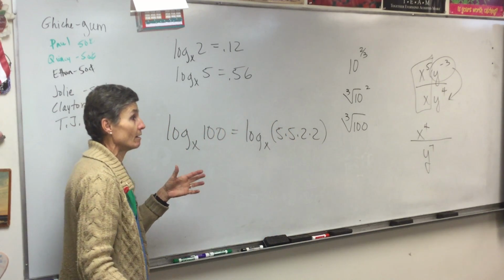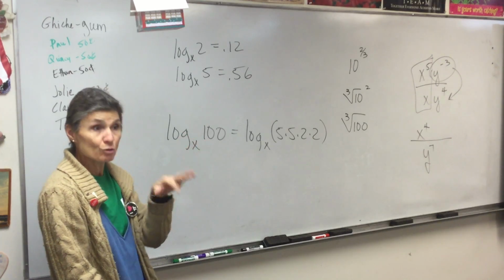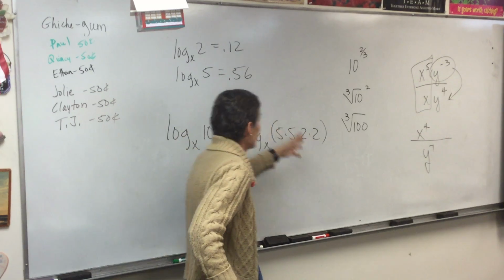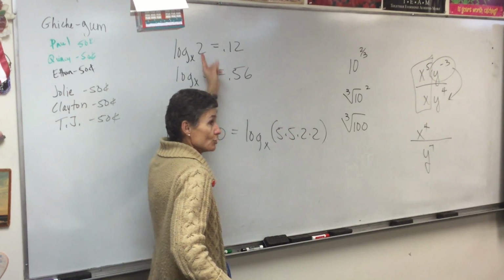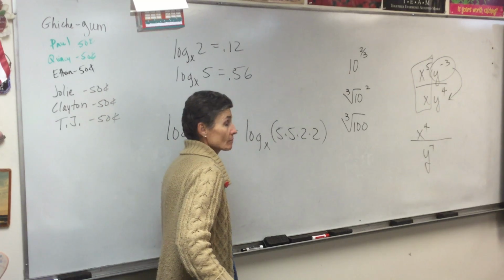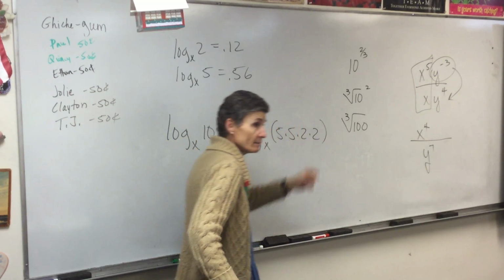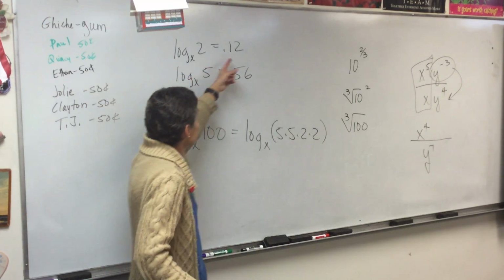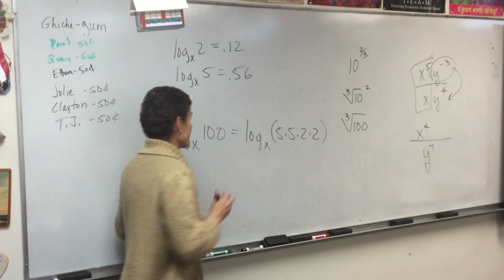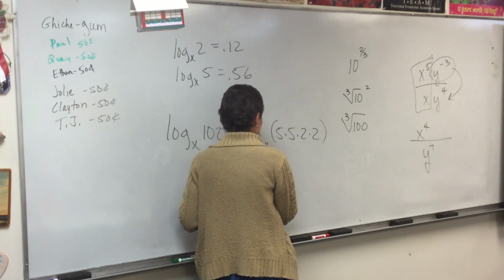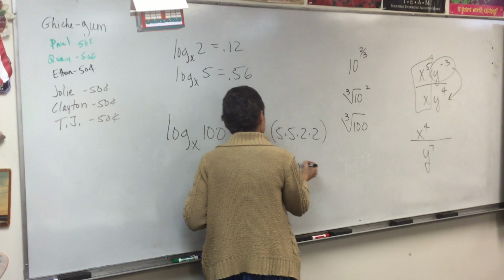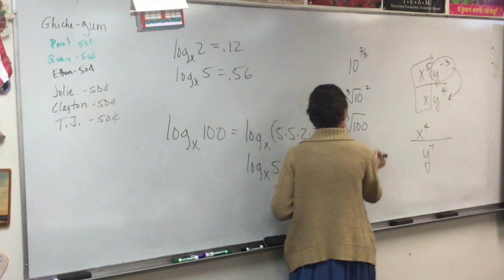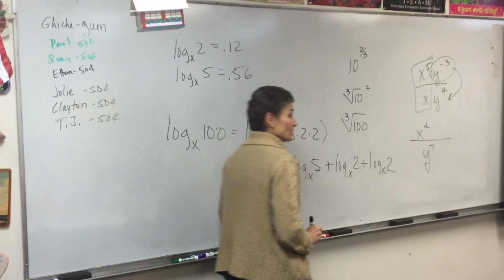Now some of you may think of 5 squared times 2 squared, and that's okay. Somehow you got to get this 100 broken down into the given. Now, see how these are all multiplied? Take it apart. Separate them so that you can plug these numbers in. What's this going to be when you separate it? The log base x of 5 plus the log base x of 5 plus the log base x of 2 plus the log base x of 2.